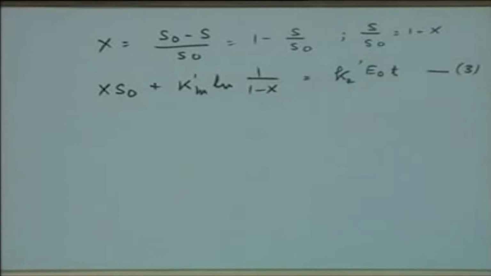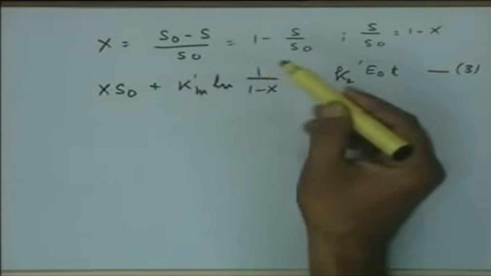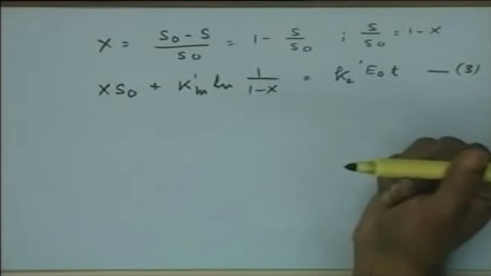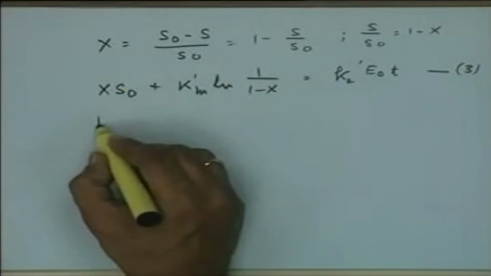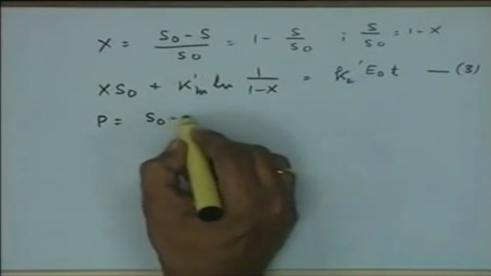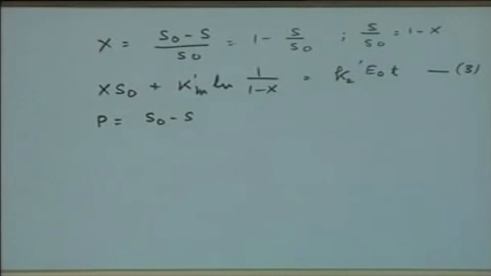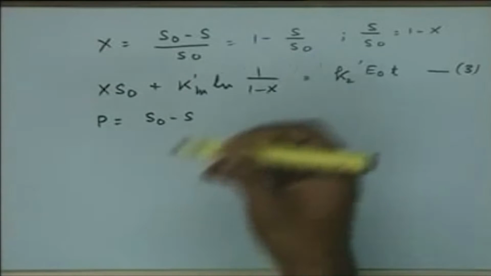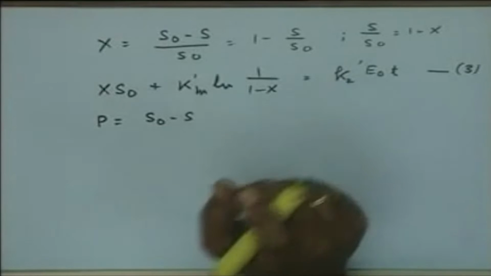The reactor performance equation for a batch reactor, of course, here we must also consider that we want it in the form of product concentration. Product concentration is nothing else but S naught minus S, assuming that it is a unimolecular reaction. That means 1 mole of substrate gives you 1 mole of product. Now, if you are handling a different kind of reaction scheme, let us say 1 mole of substrate goes into 2 moles of product, then accordingly one has to make a change in the definition of x as well as p.